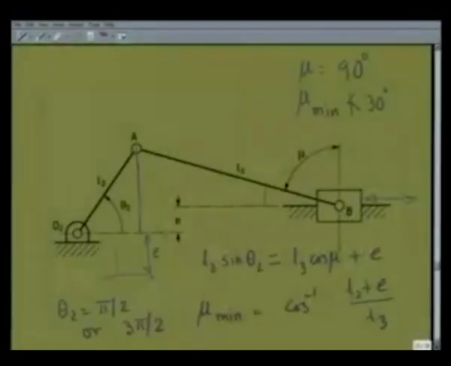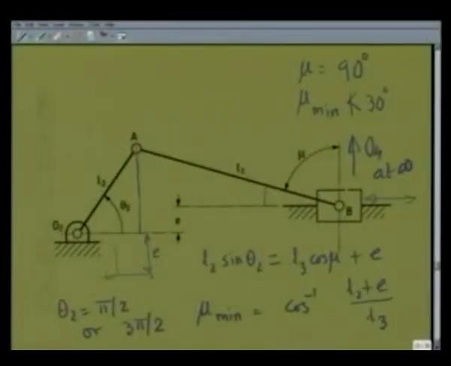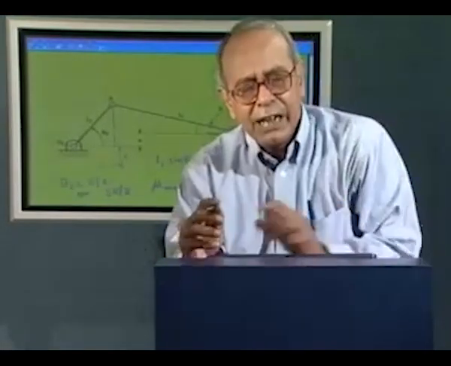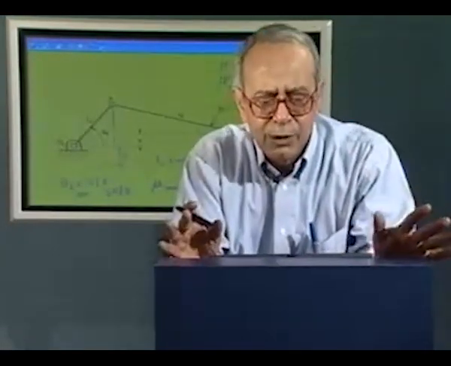One can also see this slider crank mechanism as a 4R linkage with O4B, the hinge O4 at infinity. Then you see O2, A, B, O4 is the equivalent 4R linkage, and mu is nothing but the angle between the coupler AB and the follower O4B. So this concept of transmission angle we have used is same for both the 4R linkage, crank rocker linkage, and this slider crank mechanism.